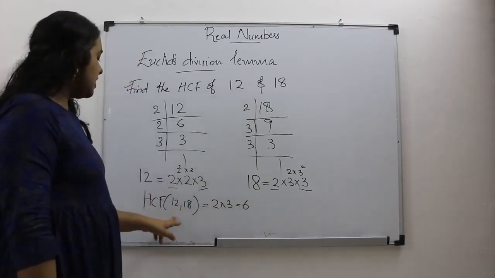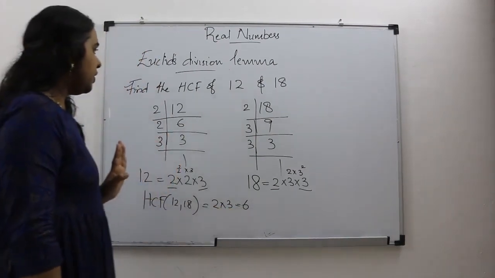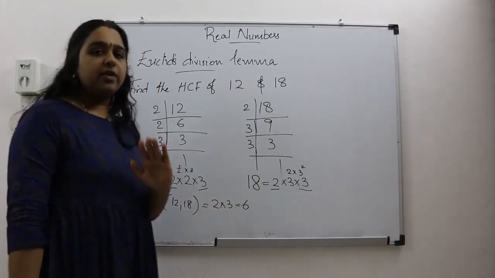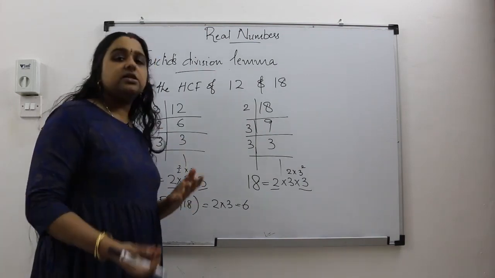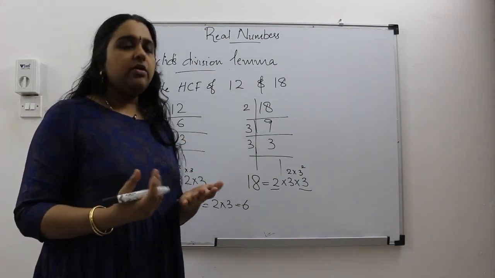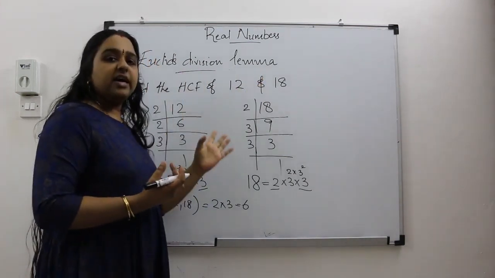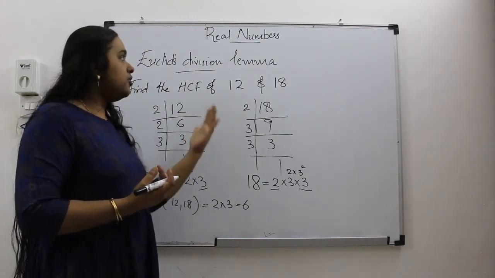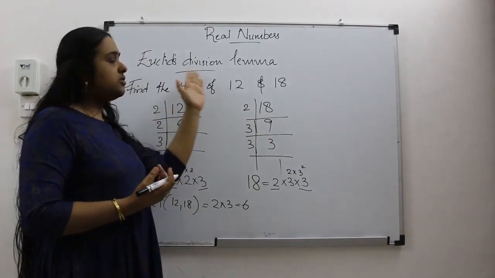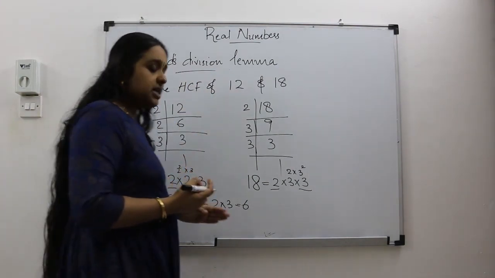So HCF of 12 and 18 is 2 into 3 equals 6. Okay. So you know how to find the HCF of two numbers now. Next we are going to discuss how we are going to use Euclid's division lemma to find the HCF of two numbers. We will be getting some big numbers. So how will we use Euclid's division lemma to find the HCF of those two numbers? This is what we are going to discuss.